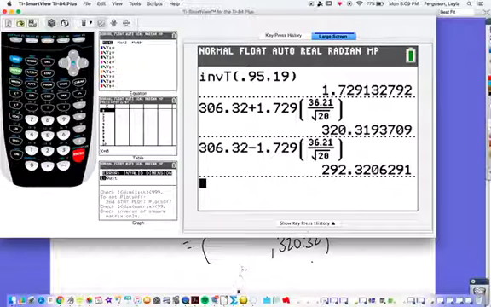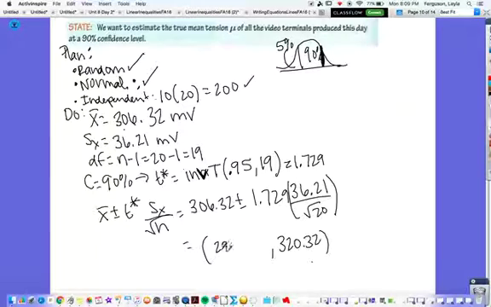All right, so then that gives me 292.32. So what that means is we just found a one sample t interval to estimate what the mean was. And so that interval would be between 292.32 and 320.32. The last thing we have to do is conclude what that means.